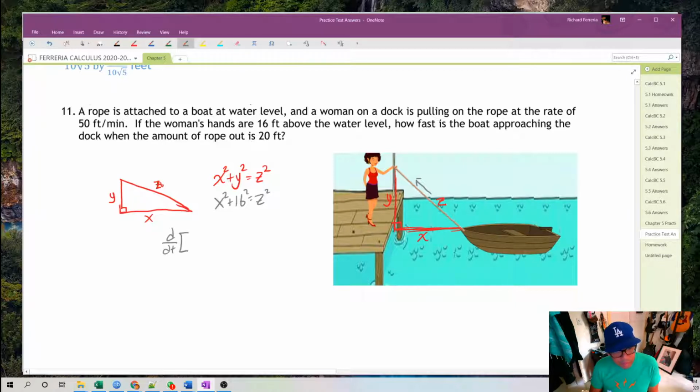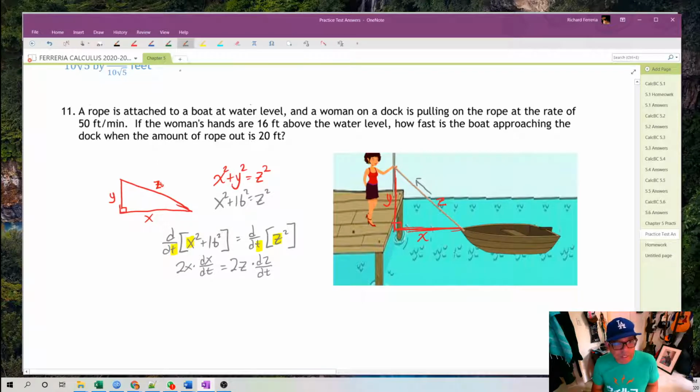So the derivative with respect to time of x squared plus 16 squared is going to be equal to the derivative with respect to time of z squared. Taking a look at the variables, we notice that we're taking a derivative with respect to t, and that's a mismatch with the variables that we are given. So we're going to use the chain rule to take the derivative of this. The derivative of x squared with respect to t is the derivative of x squared with respect to x, which is 2x, multiplied by dx/dt. The derivative of 16 squared is 0. And just like the derivative of x squared, the derivative of z squared with respect to t is the derivative of z squared with respect to z, 2z, multiplied by dz/dt.